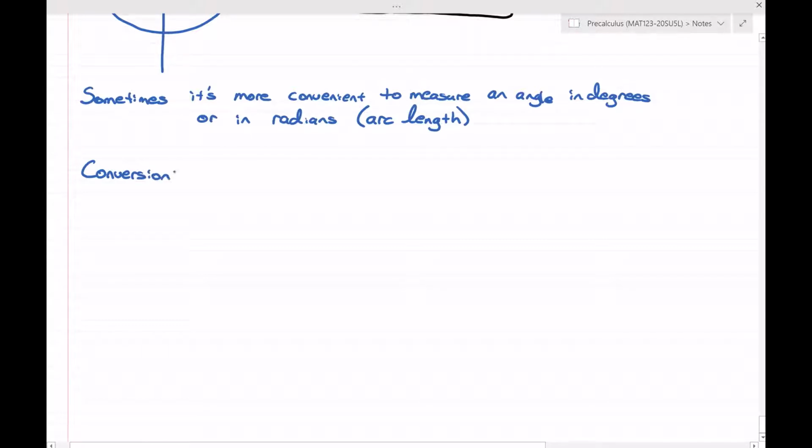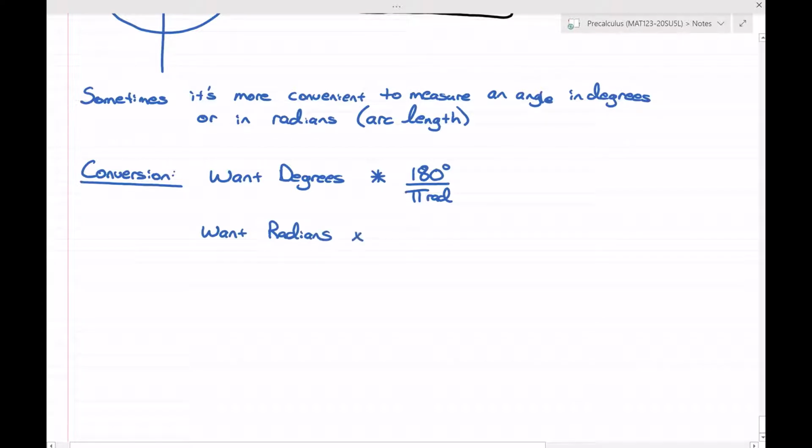The conversion from degrees to radians or from radians to degrees. If you want degrees, we multiply by our unit rate of what you want divided by what you don't want. So you'd multiply by 180 degrees if you want degrees, and you want to get rid of radians, that goes on the bottom. If you want radians, you multiply by what you want, pi radians, divided by what you don't want, 180 degrees. The units will cancel out.